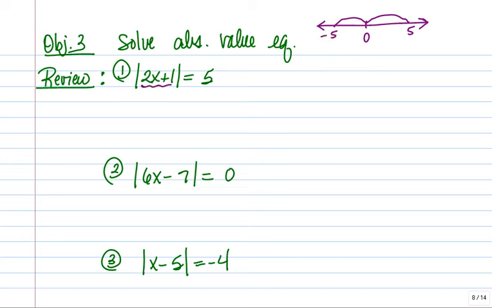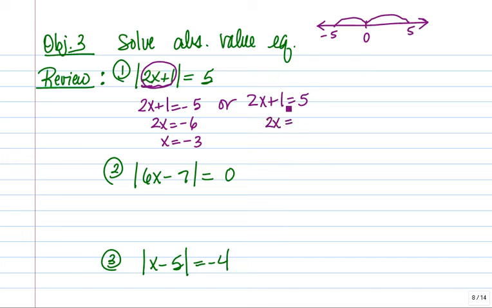So that means that this expression 2x plus 1 has to be either negative 5 or 5. And therefore we could solve these by subtracting 1 to get 2x is equal to negative 6, so x would be negative 3, or 2x is equal to 4. When we subtract 1 and divide by 2, we get 2. So the solution would be negative 3 and 2.